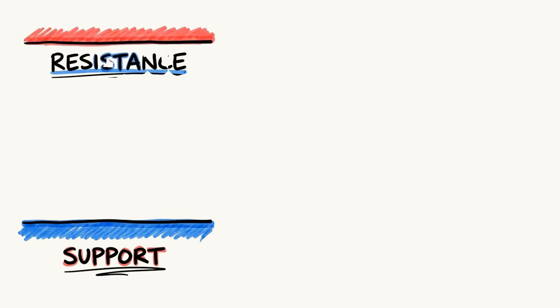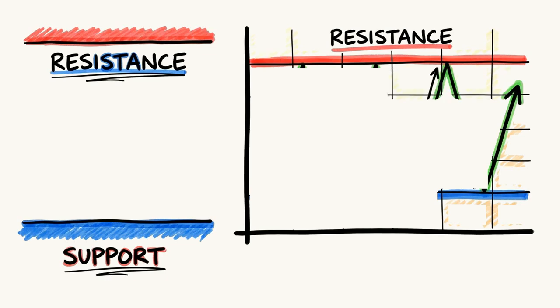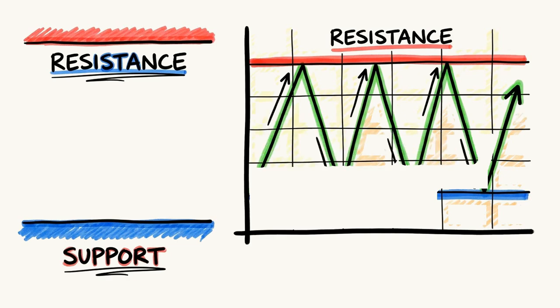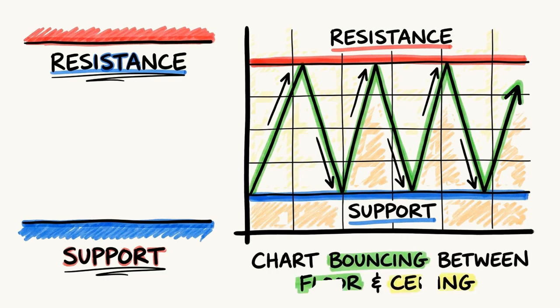Support is a price level where buying interest has repeatedly stepped in, like a floor. Resistance is a level where selling has repeatedly appeared, like a ceiling. Picture a chart moving between a floor and a ceiling. When price falls toward support, buyers often step in and push it back up. When price rises toward resistance, sellers often appear and push it back down. This is why price can seem to bounce between the same areas again and again.